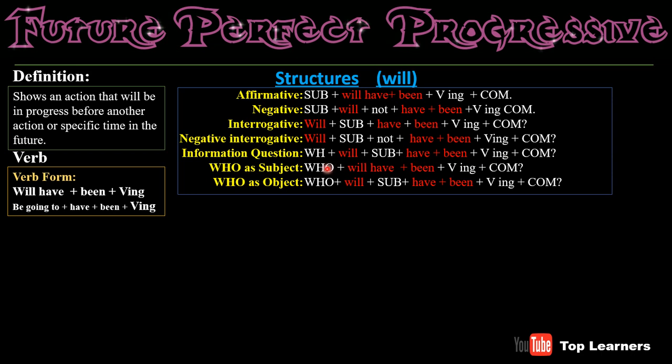If you want to ask about the doer of an action, and that doer is a person, you can use the structure of who as the subject. Like who, will, have, been, verb ing, and complement. And if you want to know about the receiver of an action, and that the receiver is a person, you can use the structure of who as the object, like who, will, subject, have, been, verb ing, and complement.